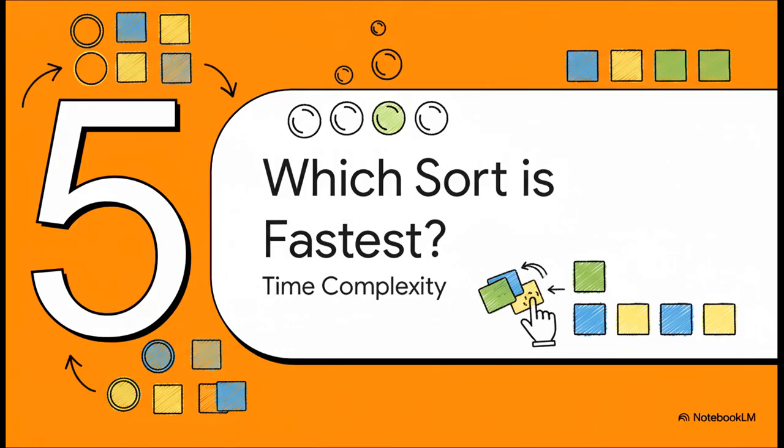So we have 3 different ways to sort a list. But which one is the fastest? Which one is the best? Because in the real world, when companies are sorting lakhs and lakhs of items, speed is everything. And to measure this speed, we use a concept called time complexity.